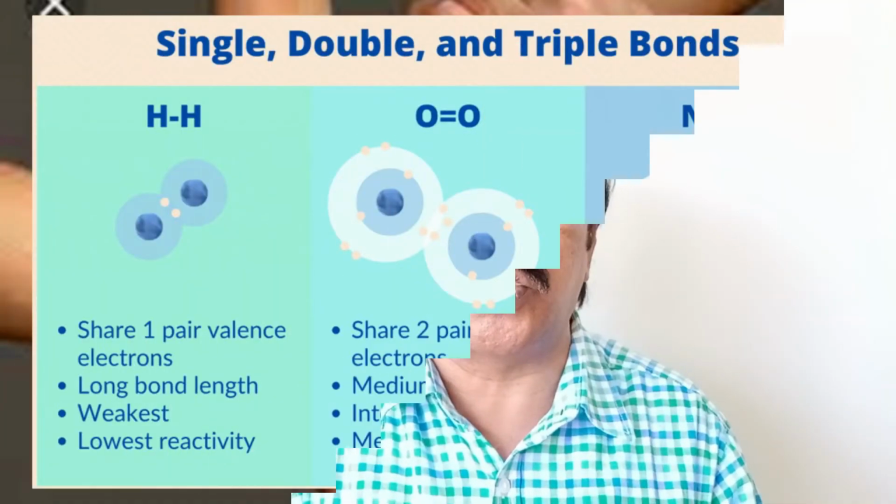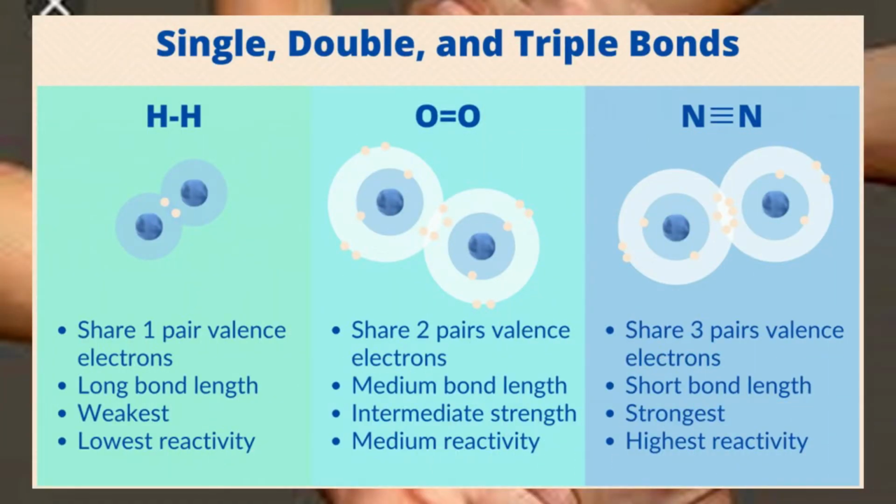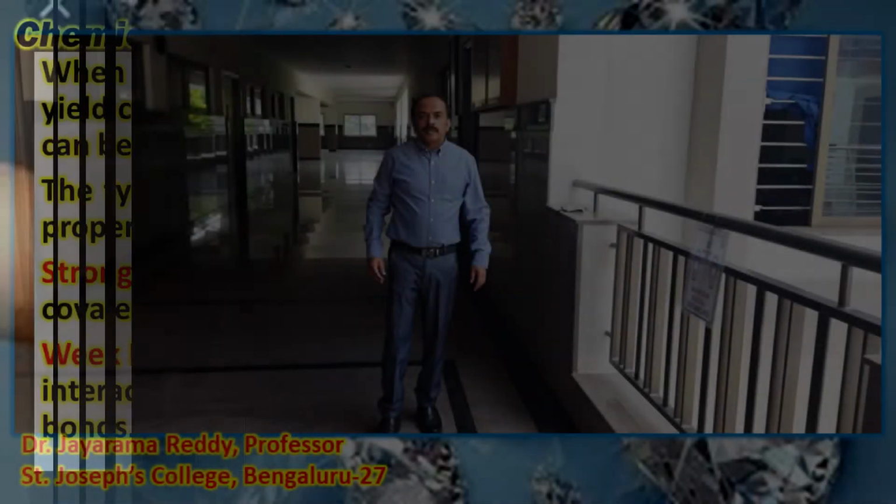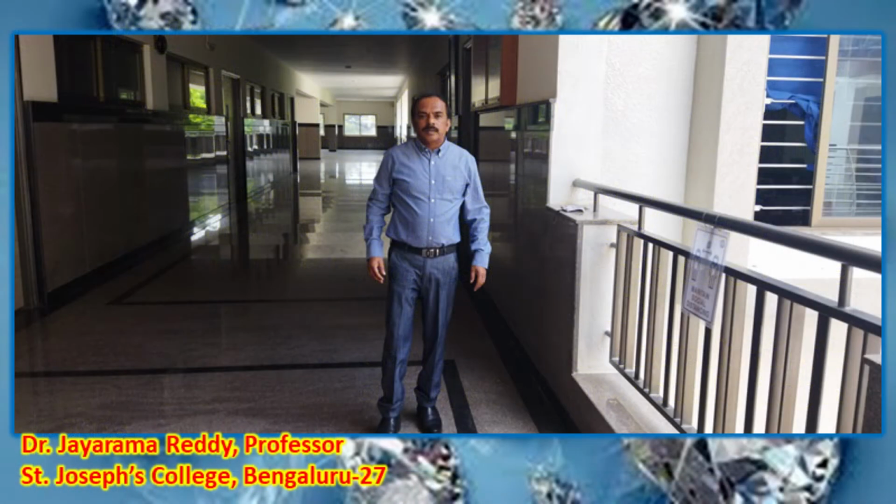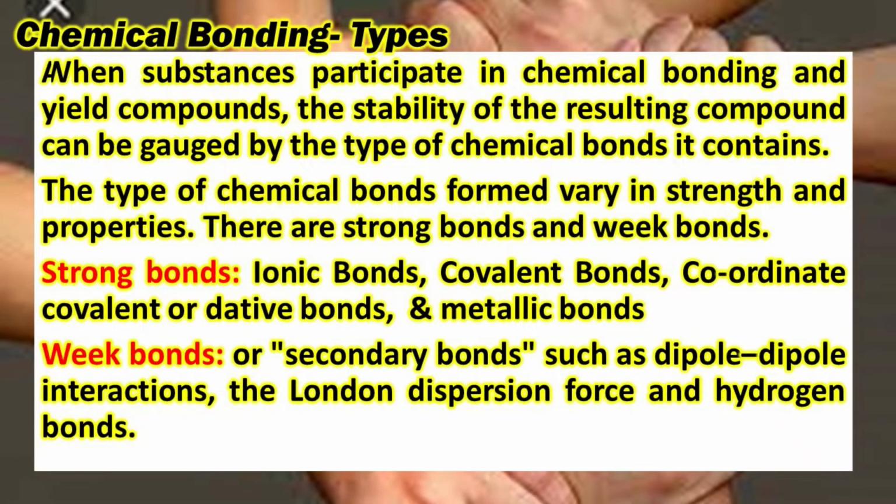Thus, between two oxygen atoms, a double bond is formed. And in the case of two atoms of nitrogen, a triple bond is formed because three pairs of valence electrons are shared. So when sharing of electrons occurs, we call it a covalent bond. Covalent bonds are the strongest bonds. Next to covalent bonds, we have coordinate bonds or dative bonds.